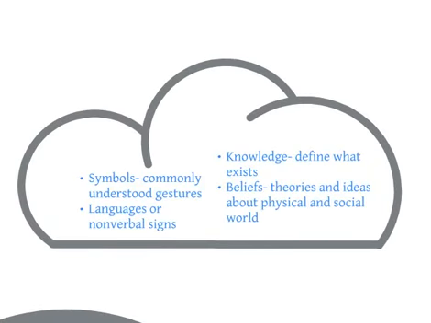Symbols are commonly understood gestures, words, sounds, or objects that have come to stand for something else. This can be languages or nonverbal signs that communicate across languages. Knowledge attempts to define what exists or the reality of the world. Lastly, beliefs are theories and ideas about the nature of the physical and social world. Not all beliefs can be proven.